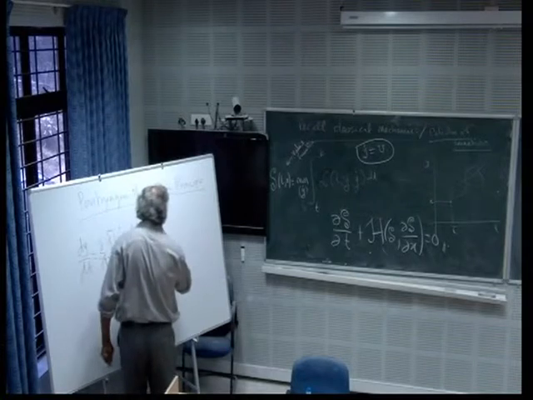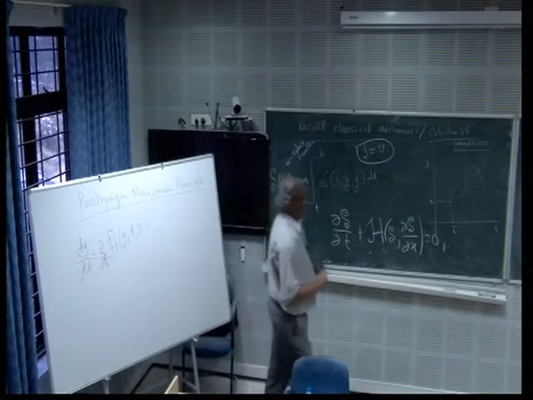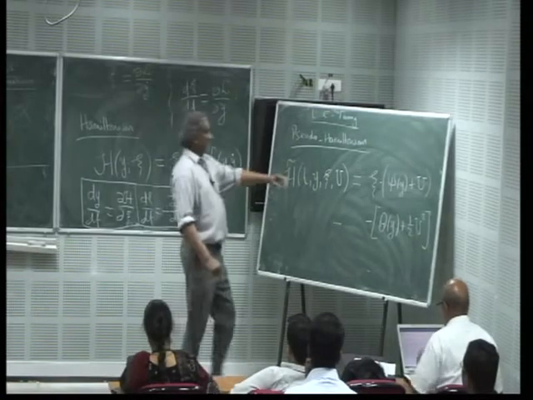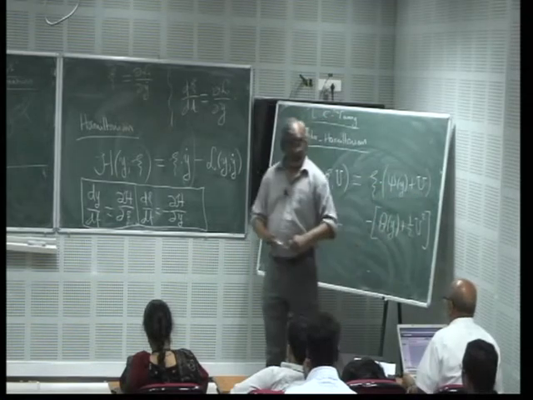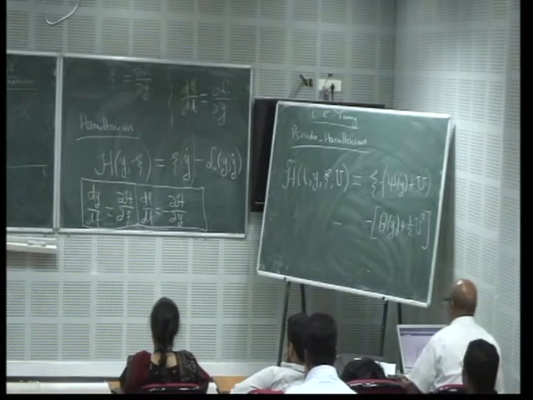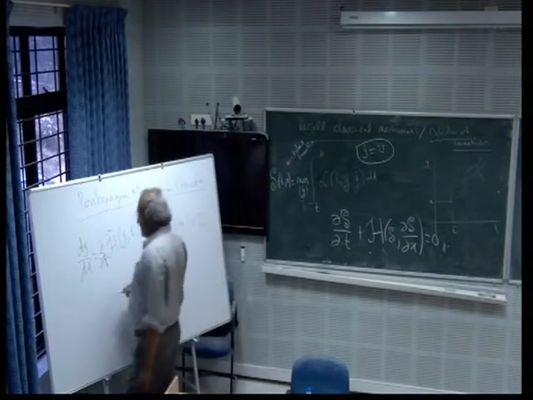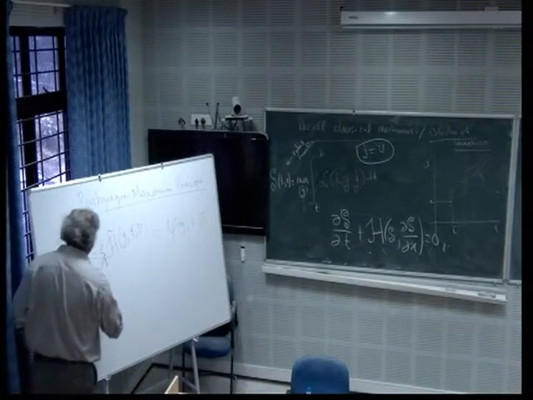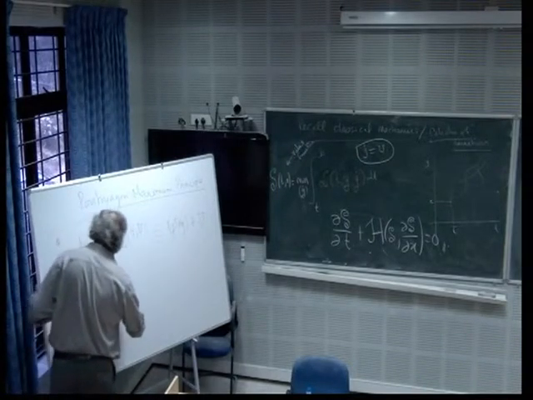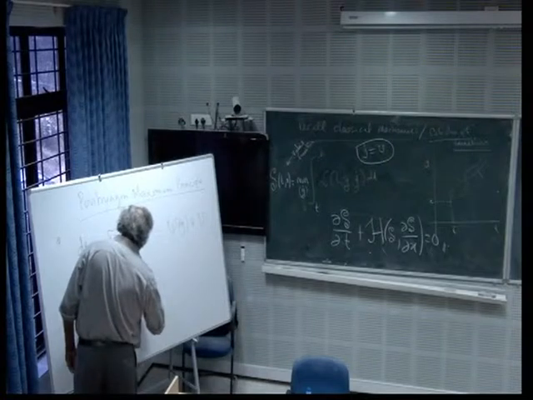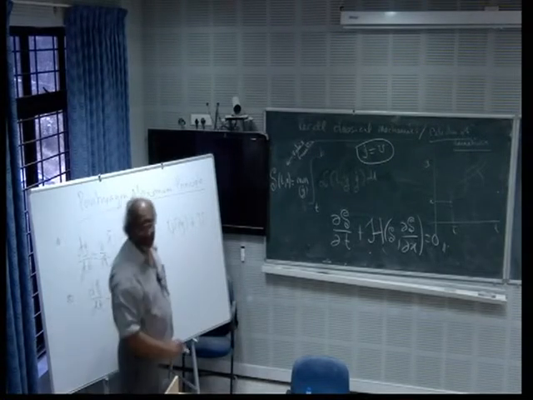Why don't we check that is in fact true? What will happen if you differentiate the pseudo-Hamiltonian with respect to theta? You get psi of y plus u. So you agree with that. So that's statement one in the Pontryagin maximum principle. Statement two is that d theta by dt is equal to minus dH by dy, because isn't that the second equation?